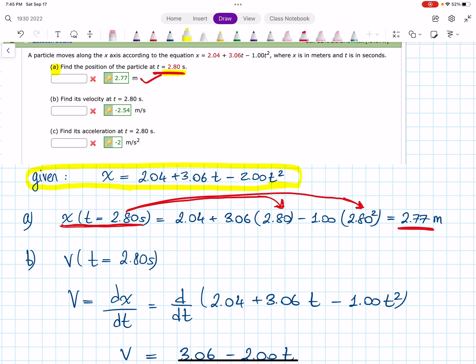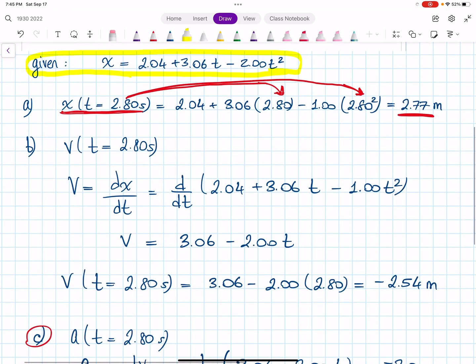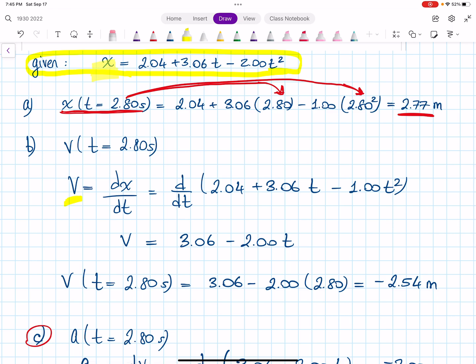Moving on to part B, finding the velocity at 2.80 seconds. What is the velocity? If the equation for position is given to you, to get to velocity, you differentiate the position with respect to time, d dt of the position equation. Following me? Good. Now, how do you differentiate? This is the time you should pay attention if you forgot calculus.